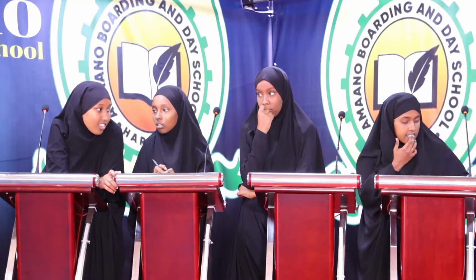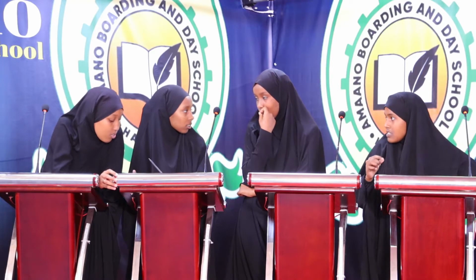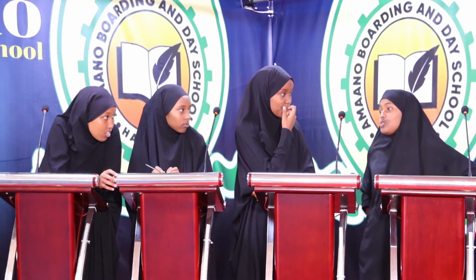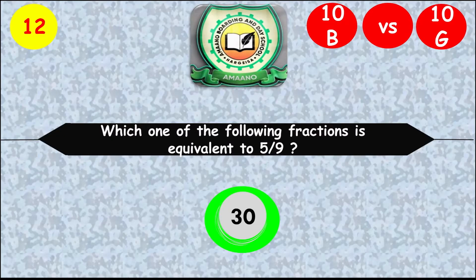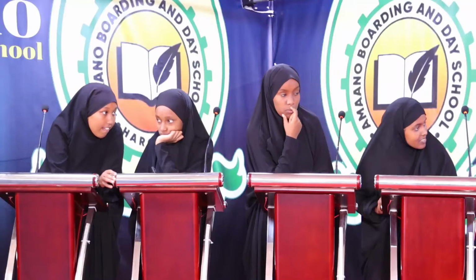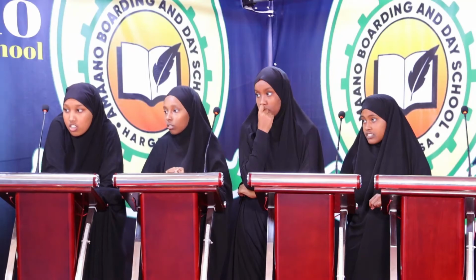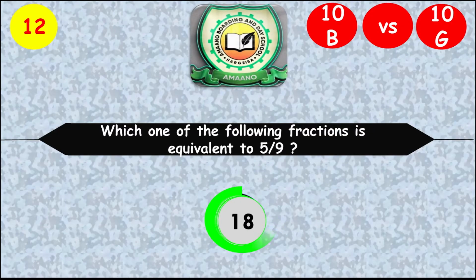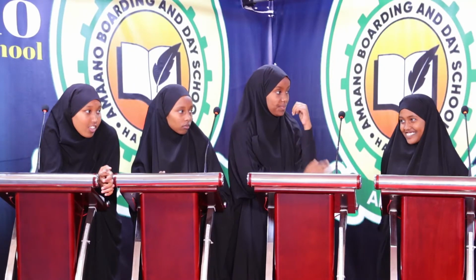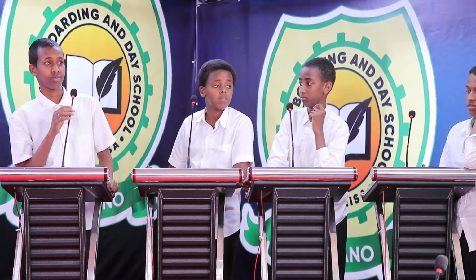Which one do you choose? 11 or 12? Number 12. Which of the following fractions is equivalent to 5 out of 9? Yes? 10 over 18. That's correct. So in this section, it would be a multiple of any of those. So that's correct. So the girls have 2 marks.